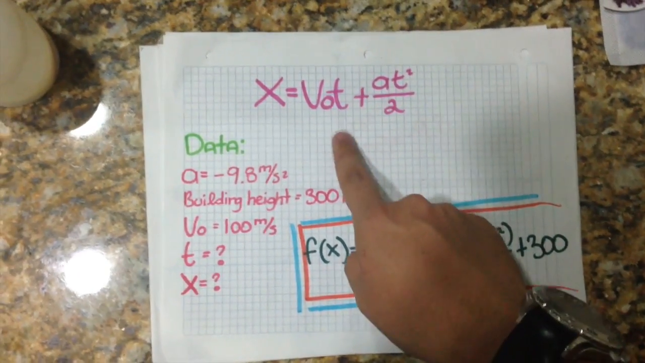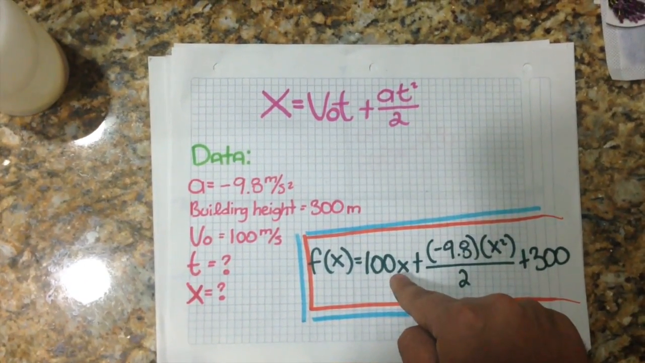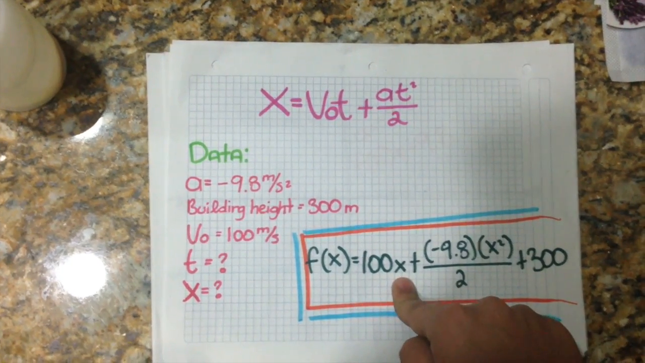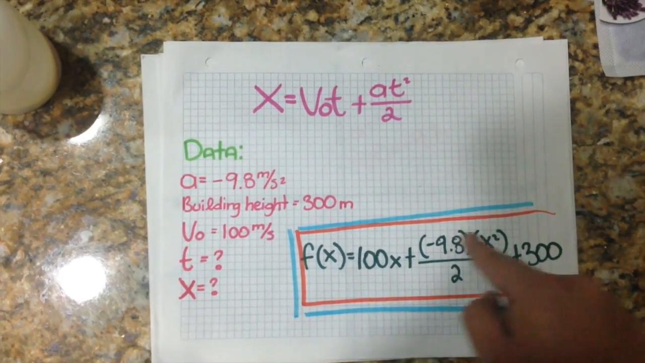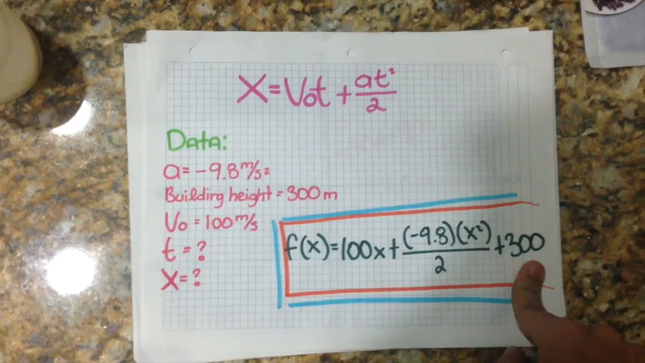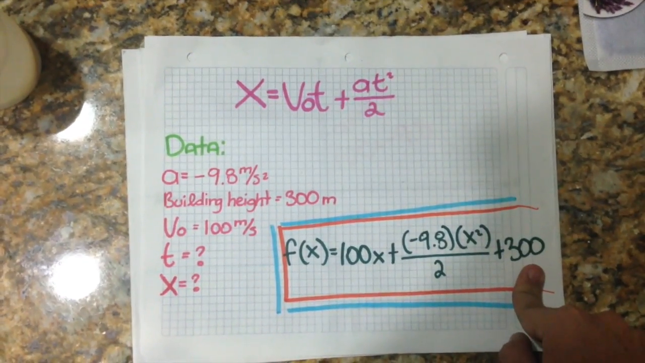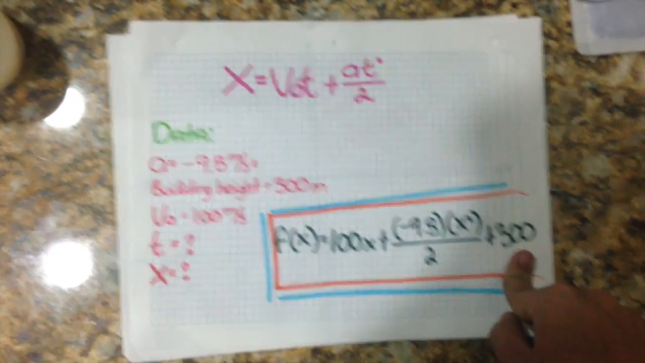We don't know the time, so then we have to put an x, and also we can see in here that we have a plus 300. Okay, this plus 300 refers to the extra height of the building.